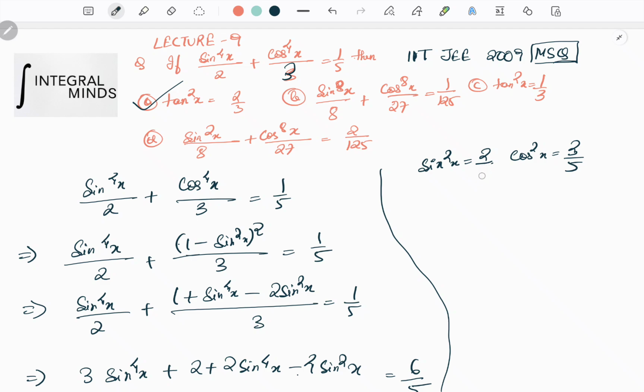Now we have the second option, which basically says sin^8 x by 8. So sin^8 x will be (2 by 5) to the power 4, divided by 8. It's a very simple question actually. As I am solving it, I just realized it's a very simple question which was asked.